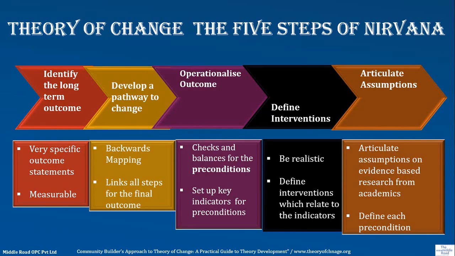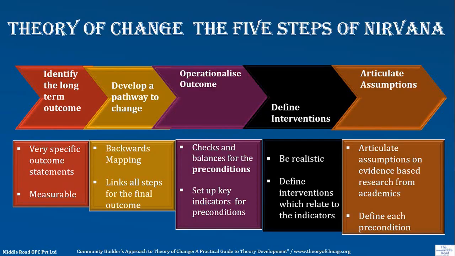This is where your implementation work comes in. You will have checks and balances for preconditions. Preconditions are also known as outcomes. So to get a final outcome, we'll have a series of smaller short-term outcomes and then intermediate outcomes. Those are known as preconditions, and you should have indicators. How are you going to map them? How are you going to make sure that you're actually on the right track? So you'll have indicators to map your progress. That's when you'll then come out with interventions.